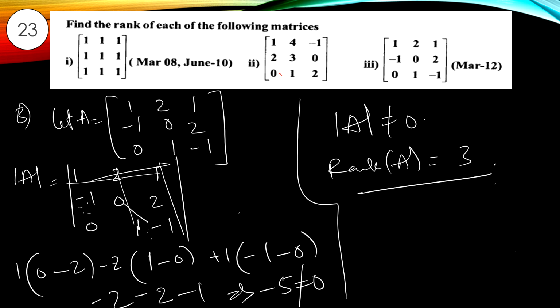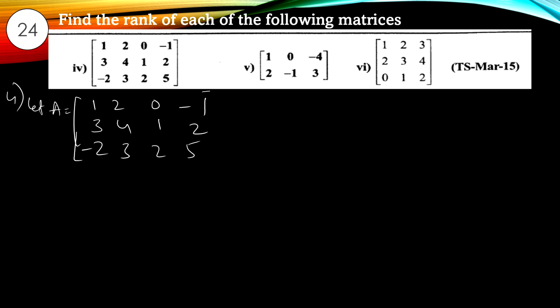Okay. So next question. This is the fourth one. So I'm taking the fourth one. Let A equal the matrix 1, 2, 0, minus 1, 3, 4, 1, 2 and minus 2, 3, 2 and 5. Here what is the order of this given matrix? Total we have 3 rows and 4 columns. So this is the order of a 3 by 4 matrix.